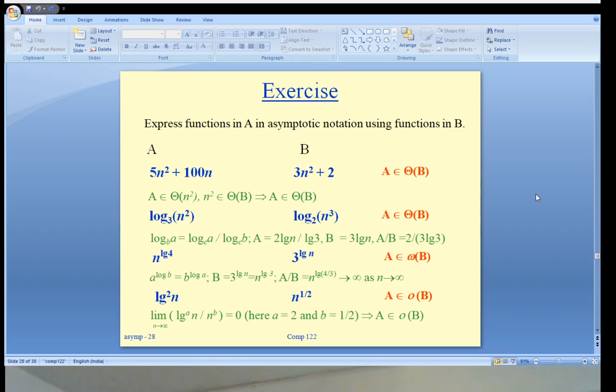In n raised to the power log 4 and 3 raised to the power log n, we can say that A by B is equal to n raised to the power log 4 by 3, because dividing these two, n raised to the power log 4 and 3 raised to the power log n can be written as n raised to the power log 4 upon log 3, which is log 4 by 3, n raised to the power 4 by 3, so that would be infinity, so it is omega bounded.